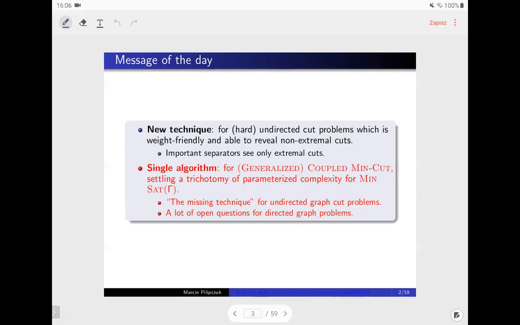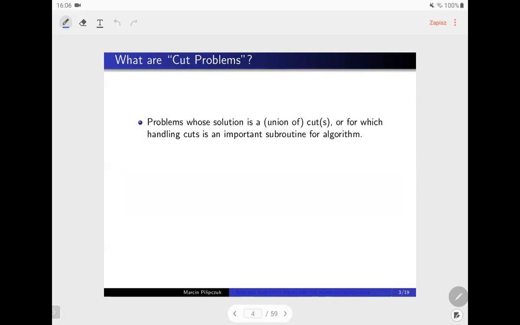Unfortunately, it's undirected graphs. I will be speaking a lot about directed graphs just to highlight that we conjecture that similar things may actually be true in directed graphs, but we don't know how to do it. I think this is a very interesting open problem. So that's the very general, high-level view of what I'm going to tell you today. So what are cut problems? We'll be doing some cuts of graphs.